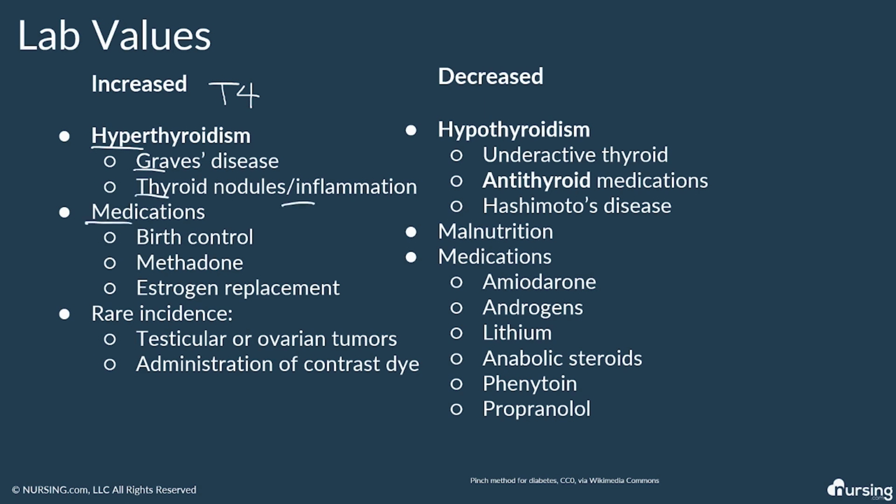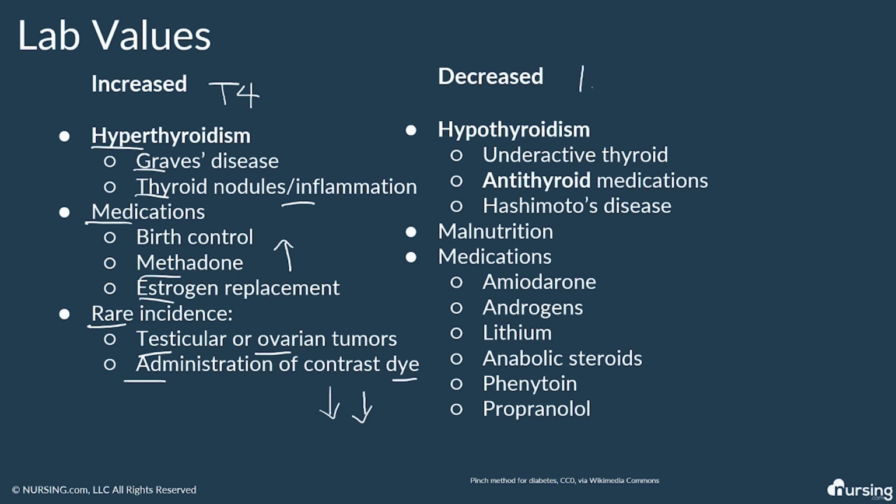And certain medications can even increase T4, like birth control, methadone, and even some types of hormone replacement like estrogen. In rare instances, but it is noted, there will also be a raised T4 value in gonadal cancers or tumors like testicular or ovarian tumors. And it can also be increased, this would be quite acute, in the administration of contrast dye. If someone's kidneys aren't doing great, it could affect their values.